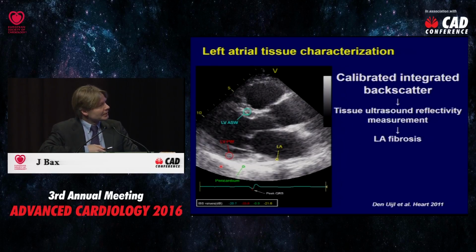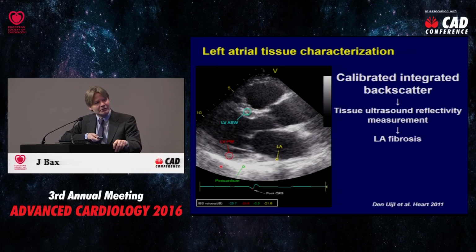There is one other echo technique that you can use. This is called integrated backscatter. This technique is a simple technique, but it's not very useful for the individual, but for the global population, it gives us an idea. This calibrated integrated backscatter is actually the tissue ultrasound reflectivity that you measure. And that is also a marker of LA fibrosis. Here you see different, here's the septum, here's the posterior wall, this is the pericardium, and this is the measurement in the atrium. And this gives you then decibel values. And if the decibel value goes in the direction of 0, that means that there's a lot of fibrosis, which is here in the pericardium.